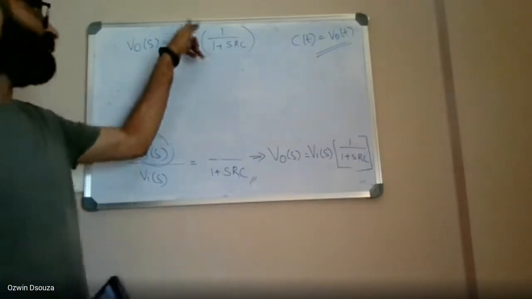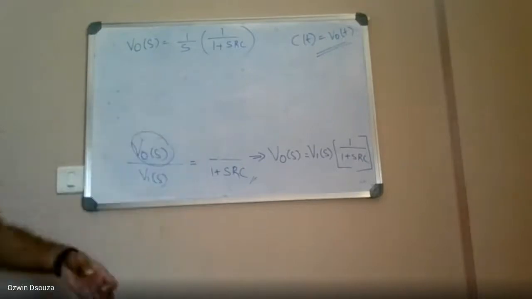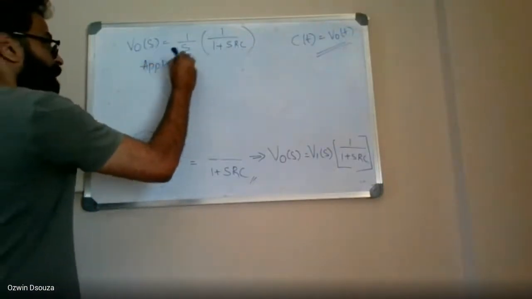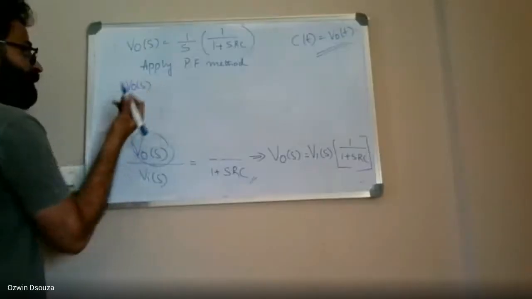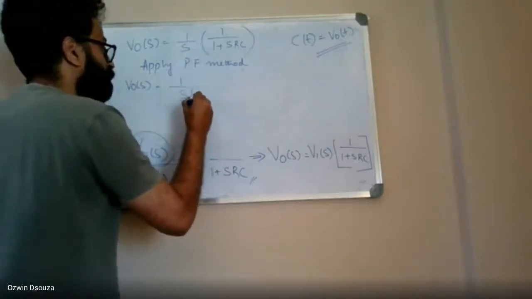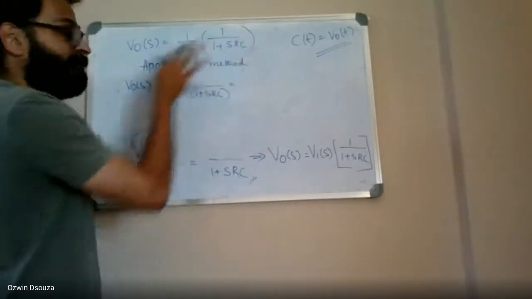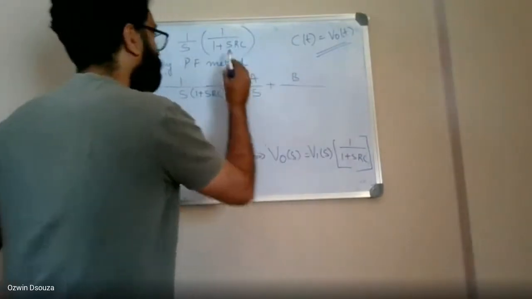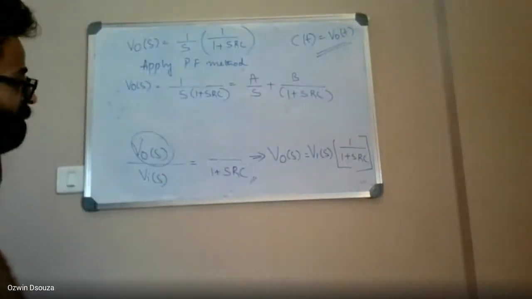But here you have kind of a convolution, right? 1 by S into the second term. So you cannot directly apply the Laplace transformation. What you have to do is apply the partial fraction method to segregate the terms. So when you apply the partial fraction method, you can write V naught of S, whatever this is, I'll write it as it is first, 1 by S into 1 plus SRC, which is equal to, let us factorize and segregate the terms, A by S, the first factor, plus B divided by the second factor, which is 1 plus S into RC. So this is my partial fraction method.